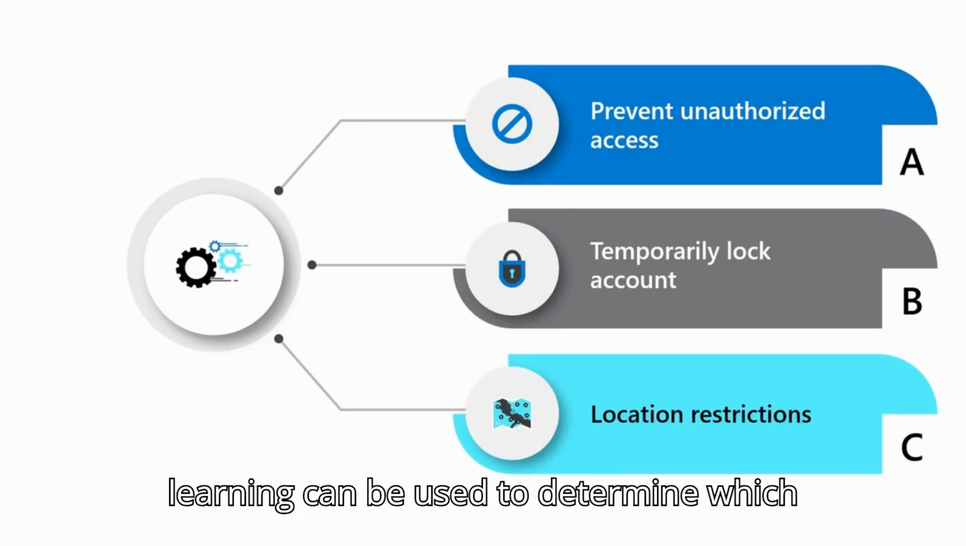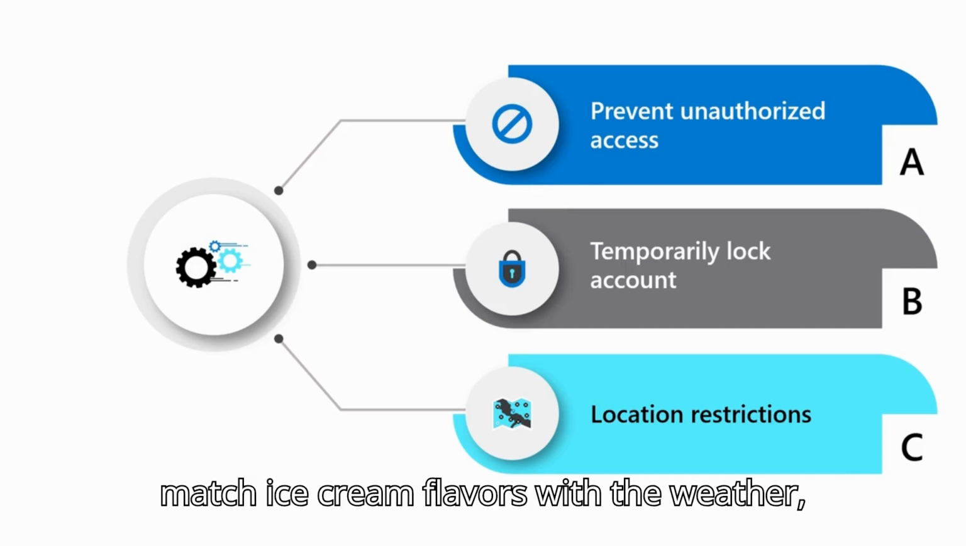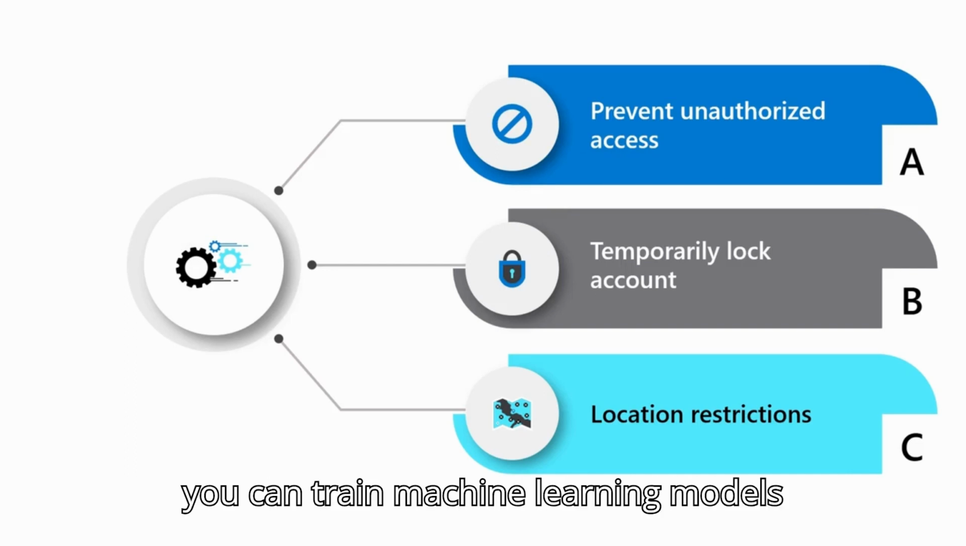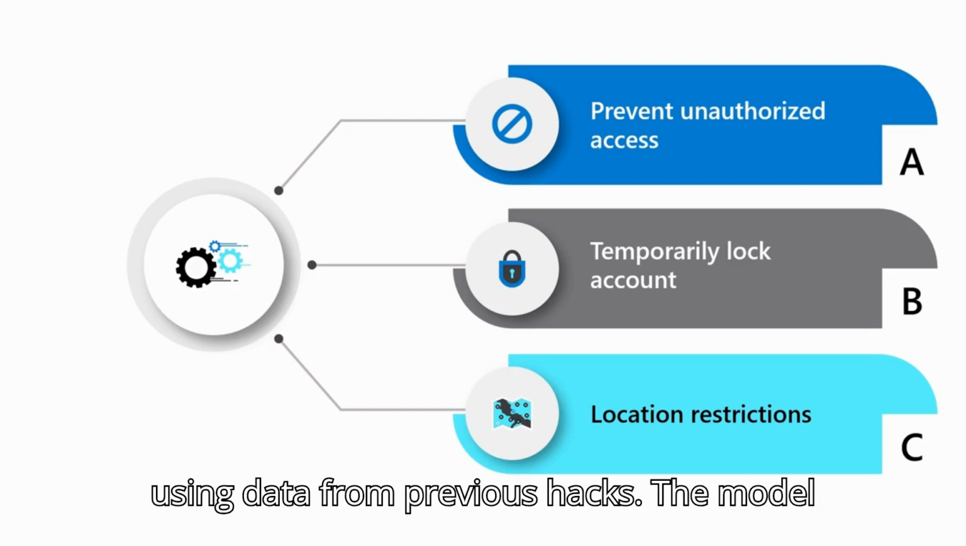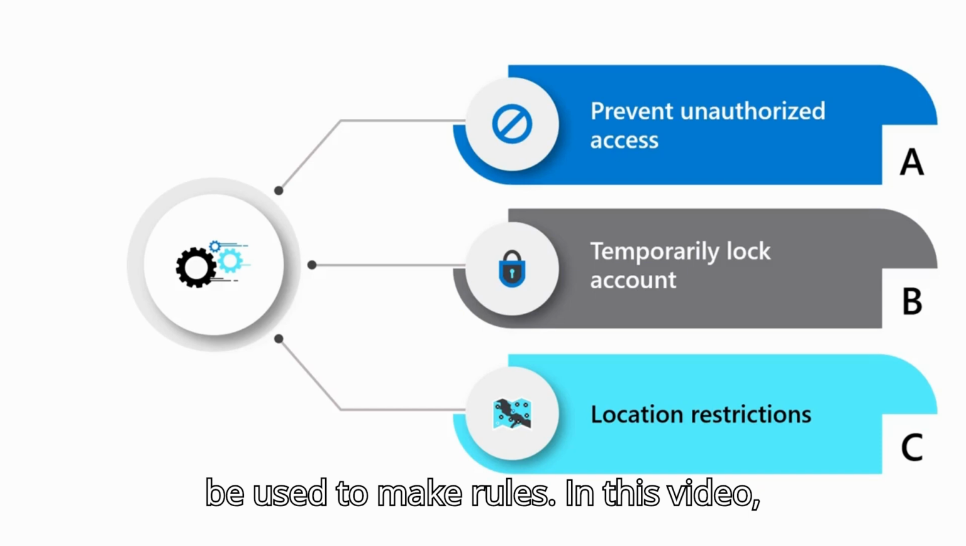Machine learning can be used to determine which rules to apply. Much like how Sam can match ice cream flavors with the weather, you can train machine learning models using data from previous hacks. The model will then identify the patterns which can be used to make rules.